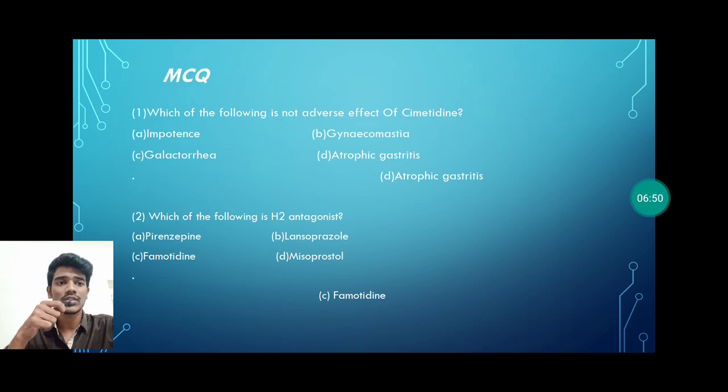Now see MCQs from this topic. Which of the following is not an effect of cimetidine? Option A, impotence, B, gynecomastia, C, galactorrhea, D, atrophic gastritis. The correct answer is atrophic gastritis because the other three are adverse effects of cimetidine as we saw earlier. Which of the following is an H2 receptor antagonist? A, pirenzepine, B, lansoprazole, C, famotidine, D, misoprostol. The correct answer is famotidine as we saw in the classification.